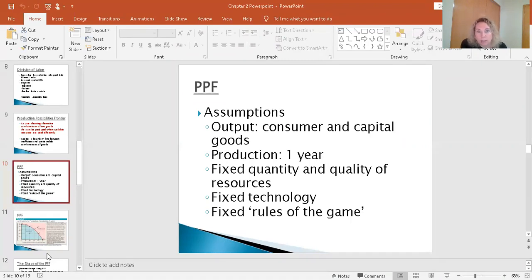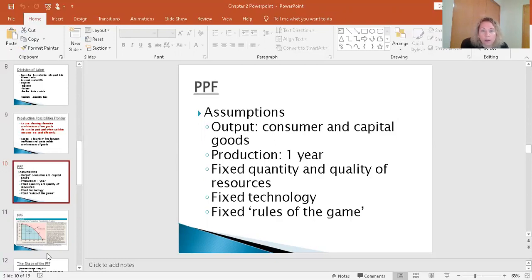The other thing we always have to do when we graph information, or even collect information, is choose a period of time. In a lot of cases, when we're talking about economies as a whole, we do choose a one-year period of time. And so in this case, that's the assumption that we make. We're tracking information for a one-year period of time.